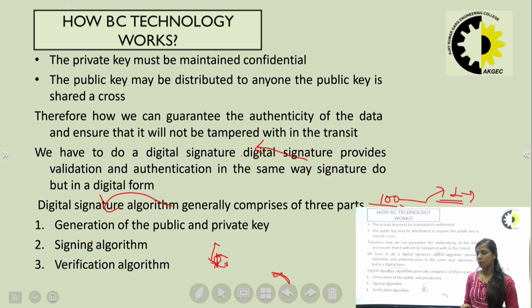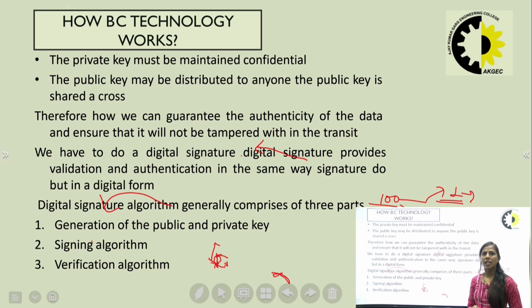For example, we have different nodes, and all the copies of the ledger are distributed to each node. So how does it guarantee the authenticity of the data, and ensure that the data will not be tampered with in transit? This is guaranteed by using the digital signature. This term we have also already discussed in system security.